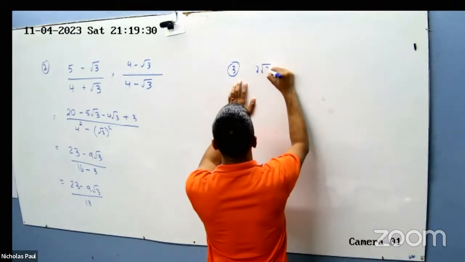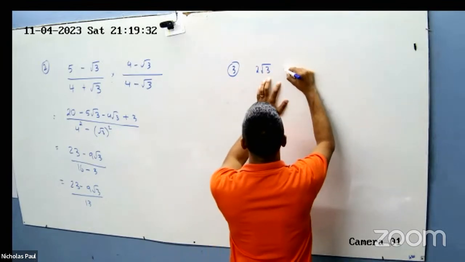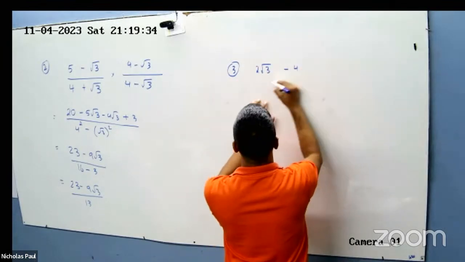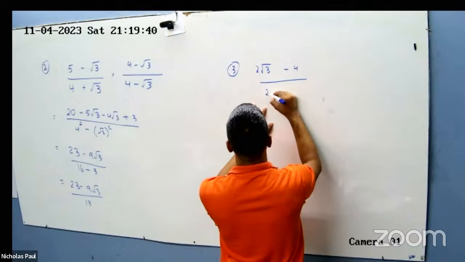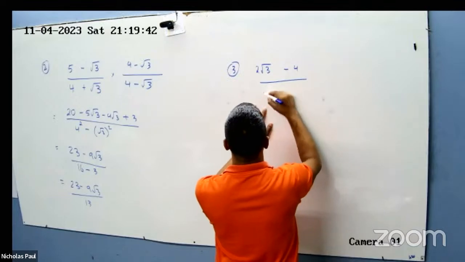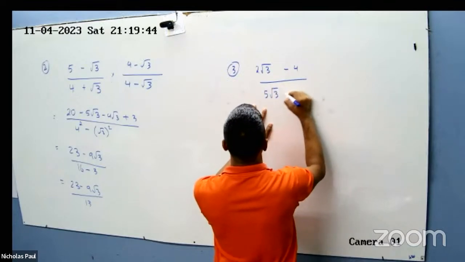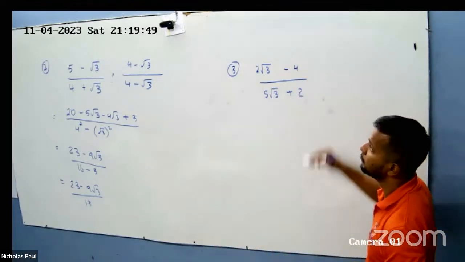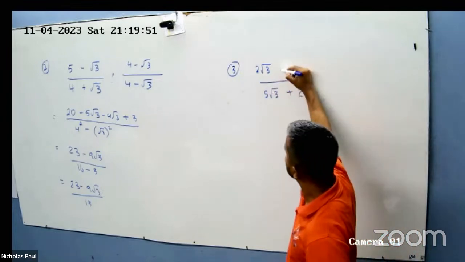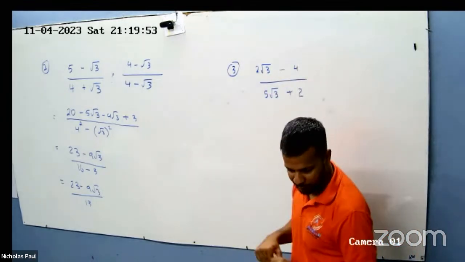Try this one. 2 root 3. Same thing, doing the same thing. That's minus 4, right? This might be the last minus.